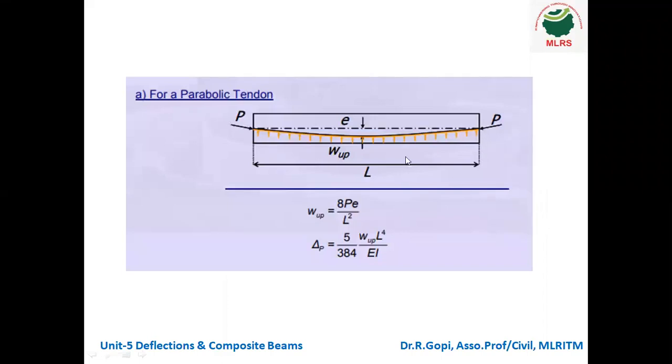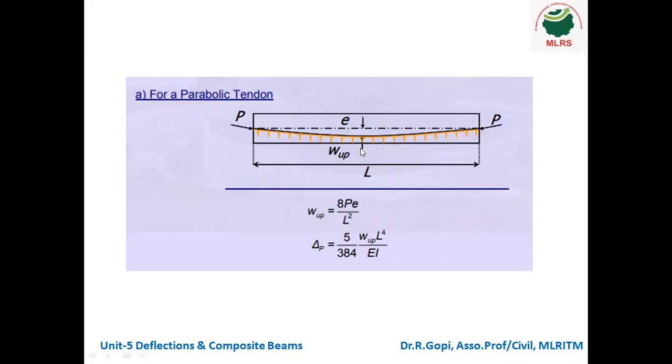Okay, so here you can see, students, a prestressed beam having a parabolic cable. The upward deflection formula is equal to 5 by 384 W upward L power 4 divided by EI. Since it is a UDL load, the same formula we can use. If a simply supported beam carries UDL, the formula is 5 by 384 into WL power 4 divided by EI. Same formula we have to use, but in case of upward.